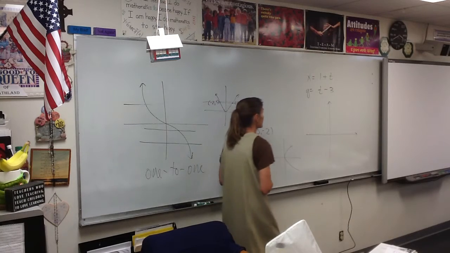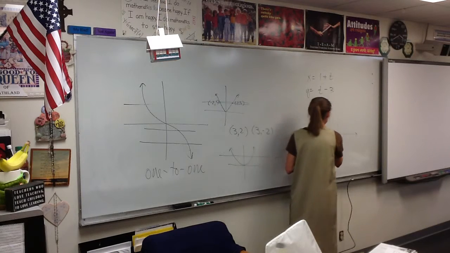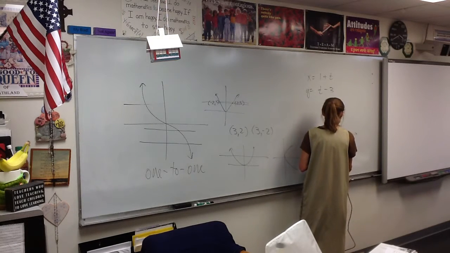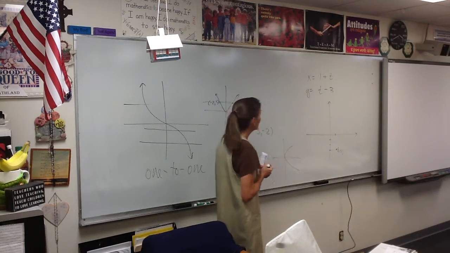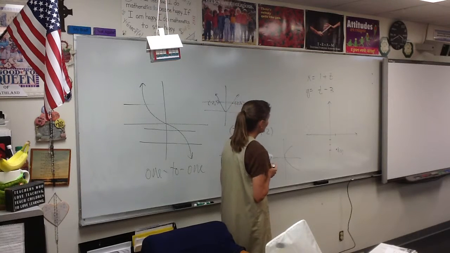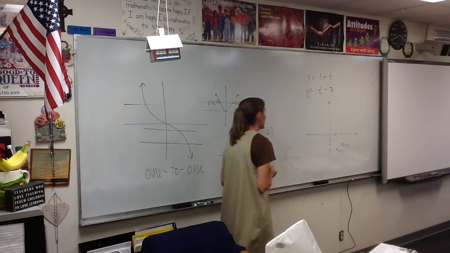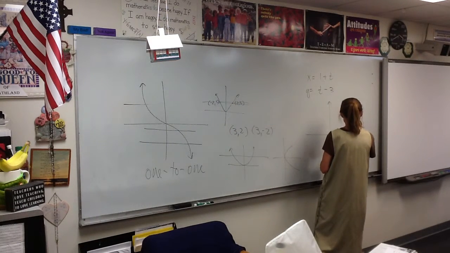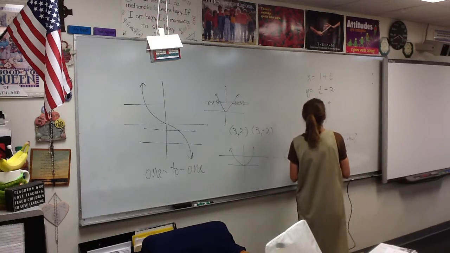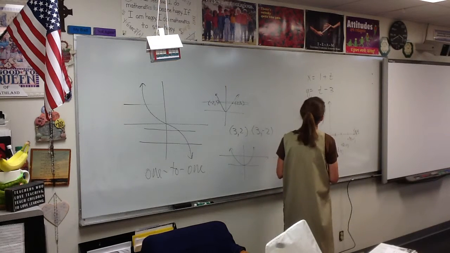So what happens if t is 0? What point do I get if t is 0? 1, negative 3. So one of the points I'm going to plot is 1, negative 3. Now, you don't have to plot 1, negative 3, but that's a nice easy point to plot. What if t is 1? 2, negative 2. What if t is 2? And 3? And negative 1.